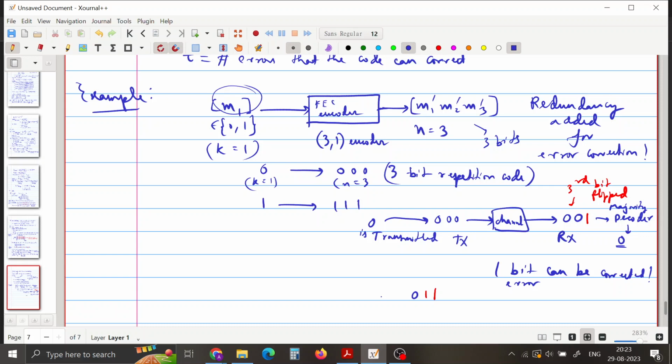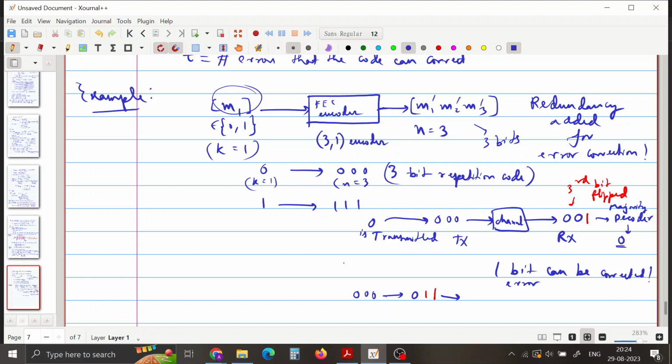If my second and third bits are flipped, then from 0 0 0 it becomes 0 1 1, correct? Yes. Based on the same majority logic, I received 0 1 1, so out of the 3 bits, 2 bits are 1, that's the majority. So I will think that my first bit is actually corrupted.